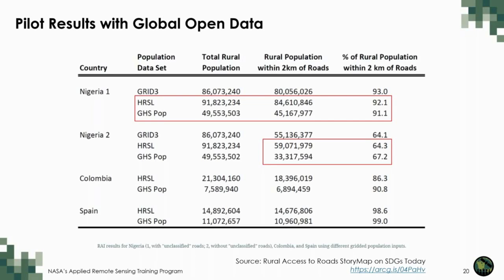We also tested Nigeria using two different OSM road selections and saw the first indication of how different the results could be, depending on which F classes were included in the definition. Adding just one additional F class, unclassified roads, resulted in a difference in the RAI of about 25%.